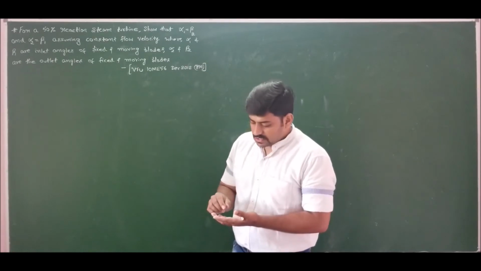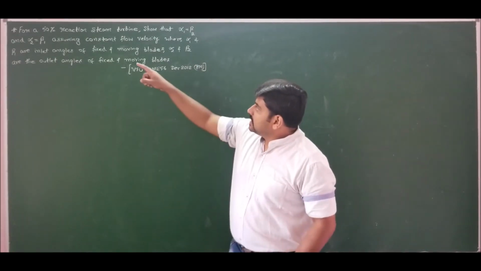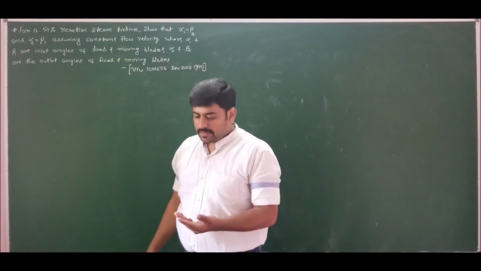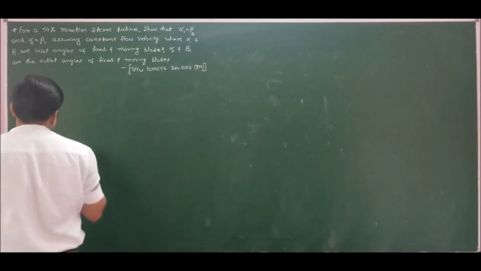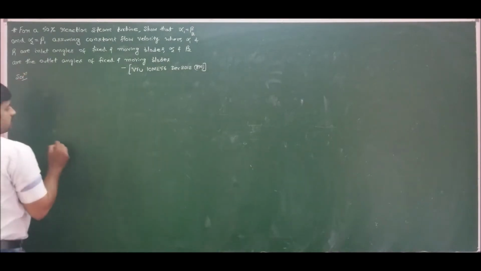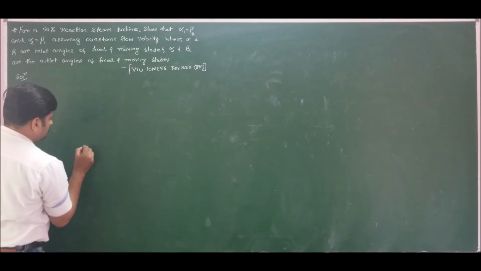In order to prove this, as stated, it is a 50% reaction steam turbine. Since steam turbines are axial flow turbines, the general velocity triangle for steam turbines will be the combined velocity triangle, which I have explained in our lecture 2, which we will be using throughout this module for analysis of single stage steam turbines.